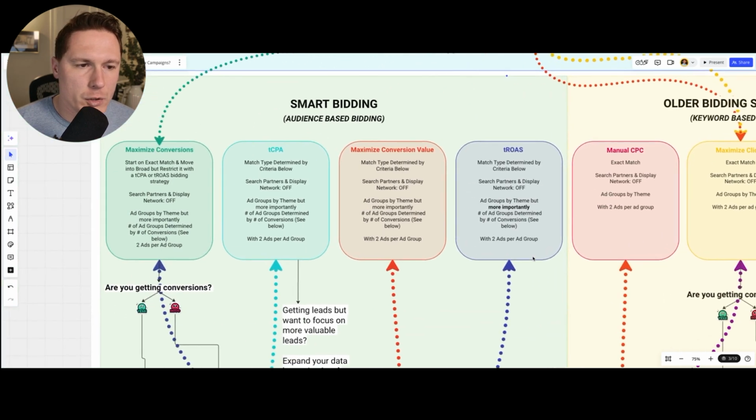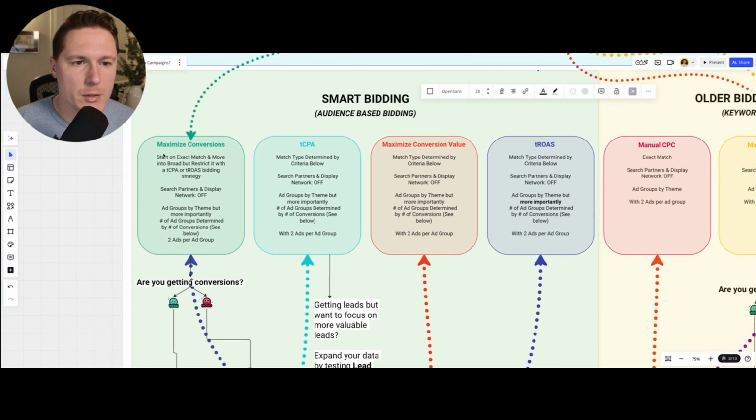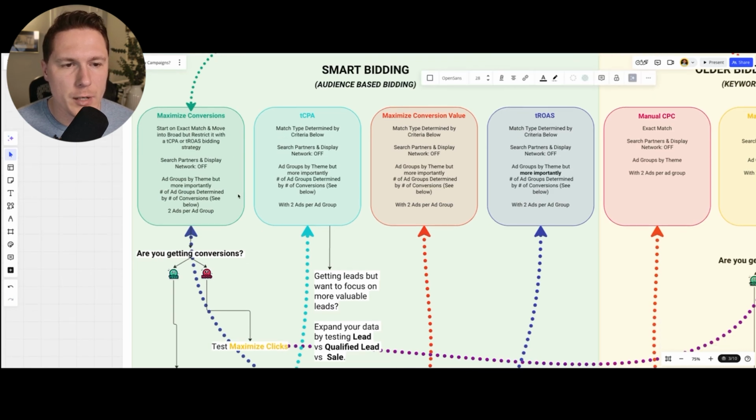Now, when you're starting out a new campaign, start out maximize conversions, start on exact match, and then move into broad if you want to, if you're seeing success. If you're not seeing a whole lot of search volume go through on this maximize conversions, then number 1, check your conversion tracking. And then number 2, you can even test going to broad. But make sure that you restrict it with a tCPA or tROAS bidding strategy.